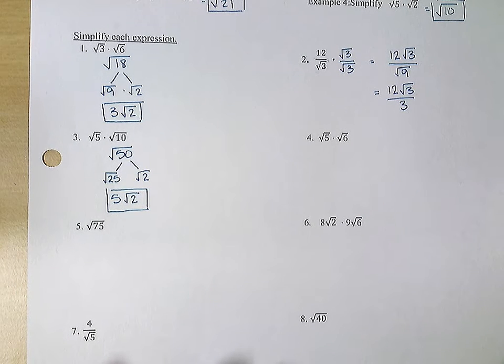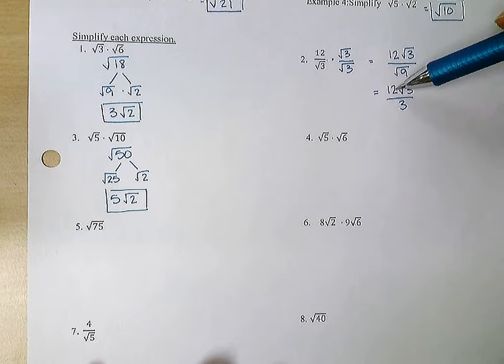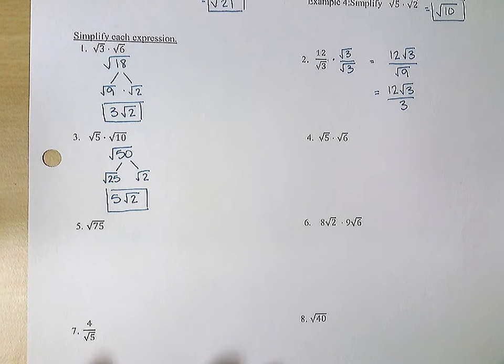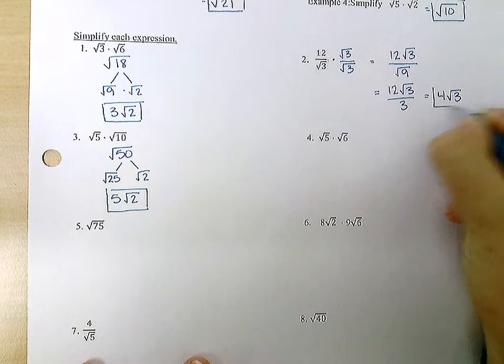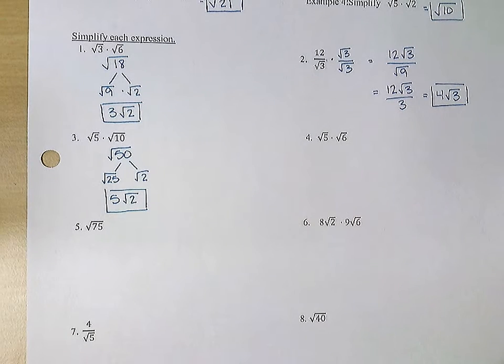I can simplify this further. I have 12 over 3. That's just saying 12 divided by 3. What is 12 divided by 3? 4. That would be your simplified answer. Are you still with me? Do you have questions on what I just did? Okay.